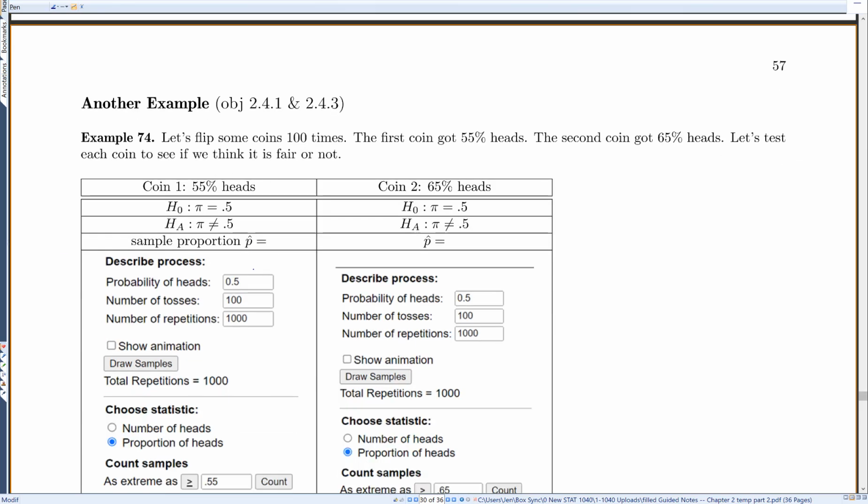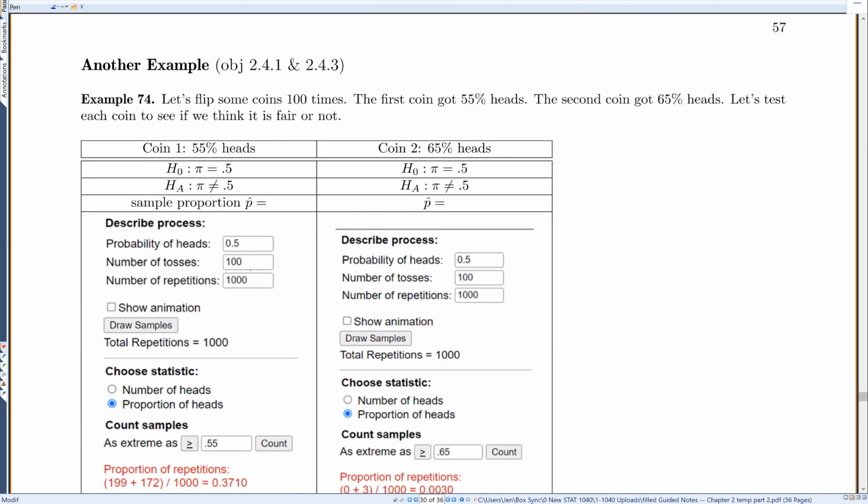Okay. One more example. Let's flip some coins 100 times. The first coin got 55% heads. The second coin got 65% heads. Let's test each coin to see if we think it's fair or not. Okay, so the null is that pi equals 0.5. My alternative is that pi is not equal to 0.5 because I didn't tell you if I thought it was less or more. We're just doing a two-sided hypothesis.